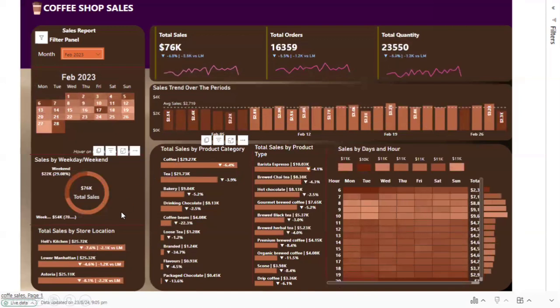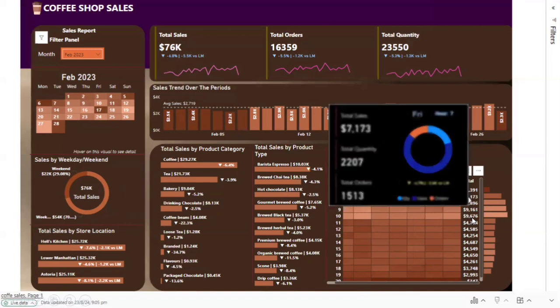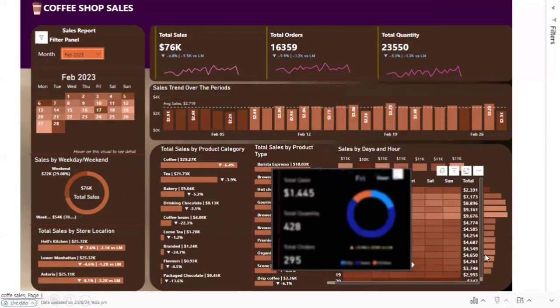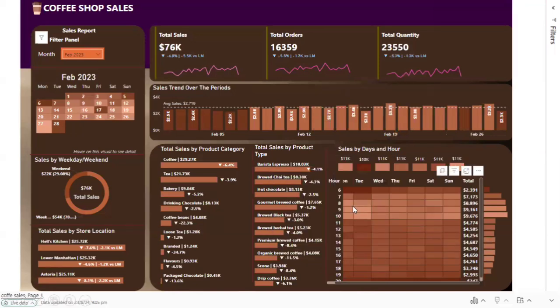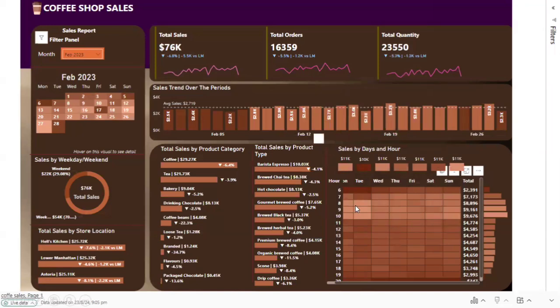And next, if we move to sales by days and hours, as I said, the morning is the best performing. From 7 it started earning a total of $7,173, and up to 10 in the morning it increased to $9,676. So we can say these are the golden hours for the coffee shop to make a good amount of profit. As time passes, the sales go on decreasing, because people prefer hot beverages only in the cold morning. When the sun rises, people don't prefer hot.